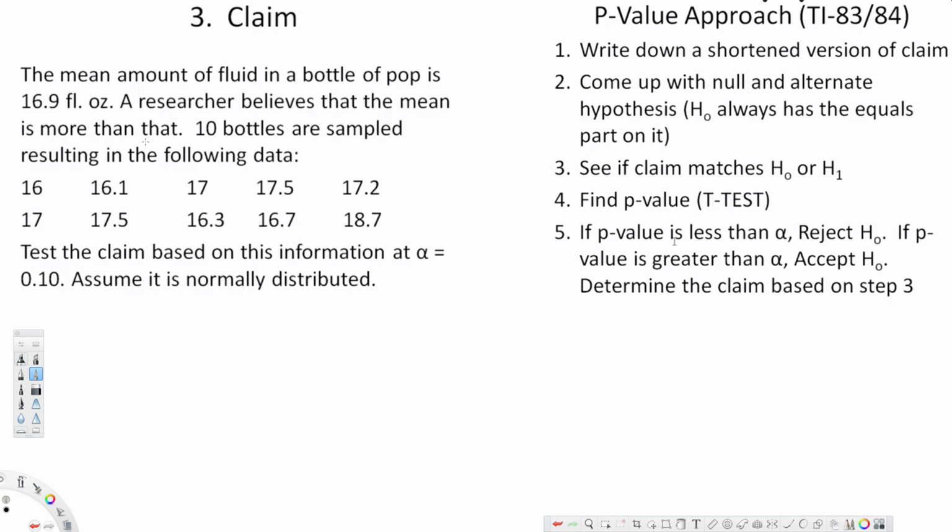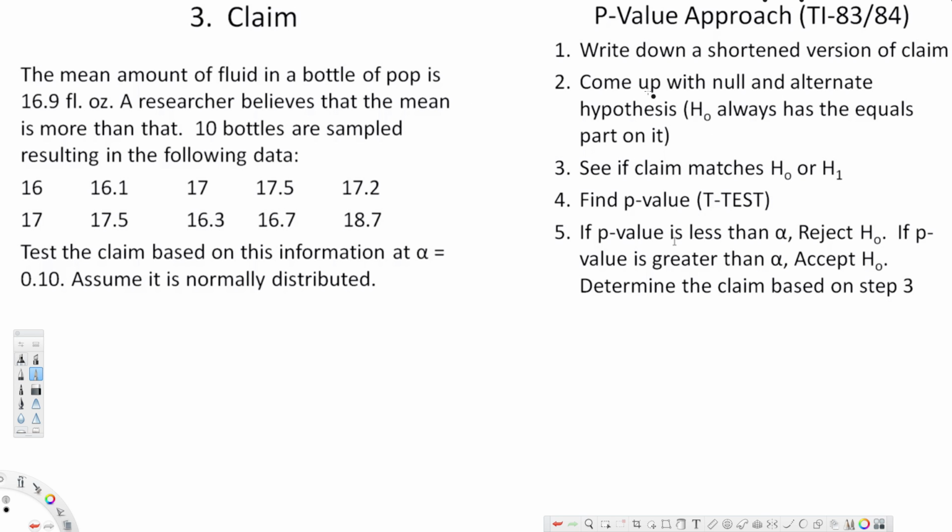Hi guys, let's look at this problem right here. This question is asking: the mean amount of fluid in a bottle of pop is 16.9. A researcher believes that the mean is more than that. 10 bottles are sampled, resulting in the following data. Test the claim based on this information at alpha equal to 0.1. Assume it is normally distributed.